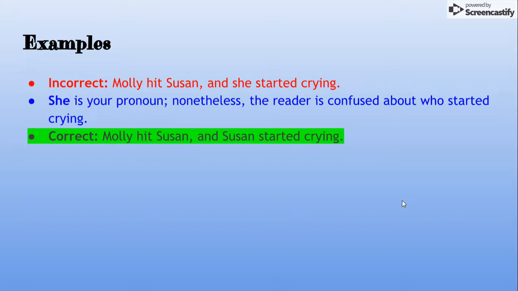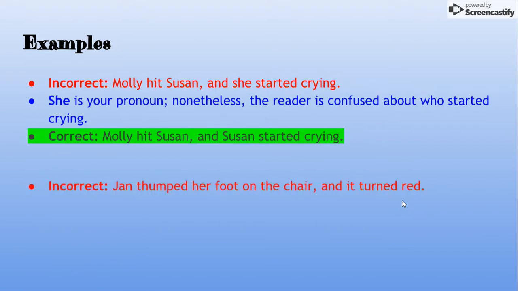Molly hit Susan and Susan started crying. Now you might look at this and be like, I just said Susan, why am I saying it again? Guess what? You got to say it again to make sure there's clarity for your reader. It might not feel normal at first, but it will become normal. Molly hit Susan and Susan started crying.